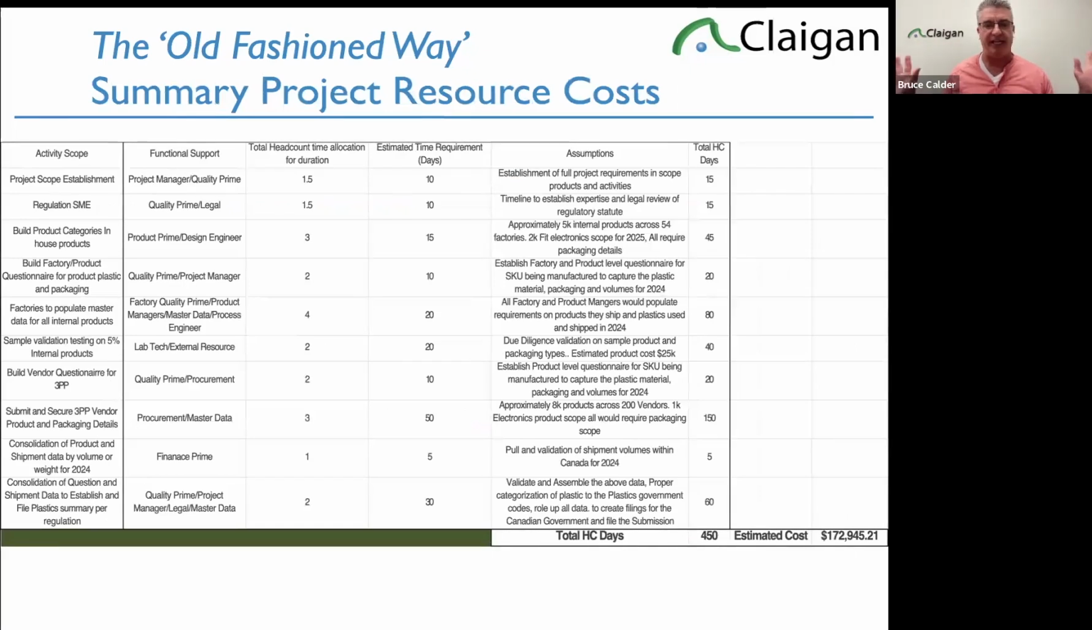We use just IKEA's consumer products. We know nothing about them internally, and they probably actually have a lot of data to start with. But imagine they have very limited data, but they're very capable and have great communications. The person from the outside world said, look, I mapped it through. If I was them, I would be budgeting 450 headcount days at around $173,000. That's the old-fashioned way to do it, and it's time consuming and relatively expensive.